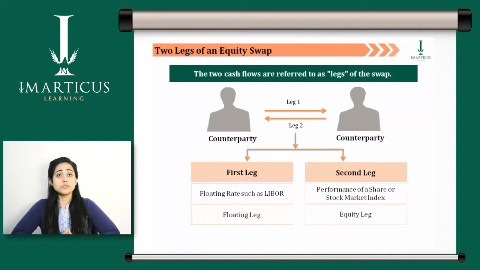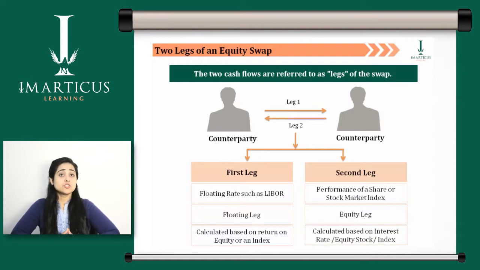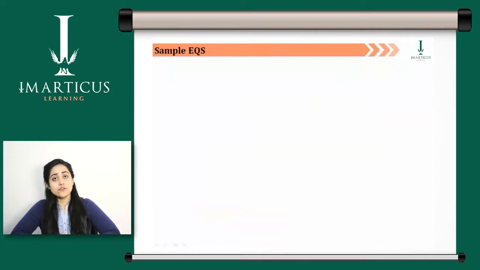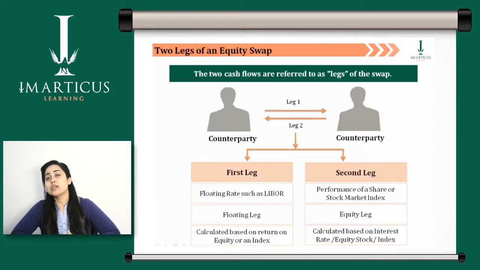Most equity swaps involve a floating leg versus an equity leg, although some exist with two equity legs. One leg of the cash flow is calculated based on return on equity or an index. The other leg of the swap is based on interest rate, be it fixed or floating in some cases, an equity stock or index itself. There is no exchange of notional between the counterparty here as well.